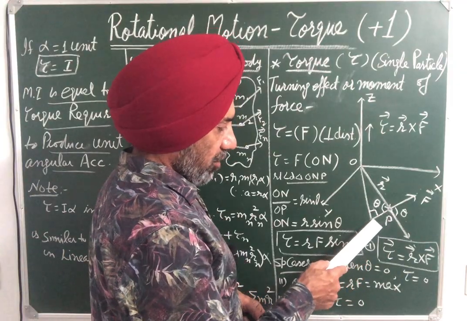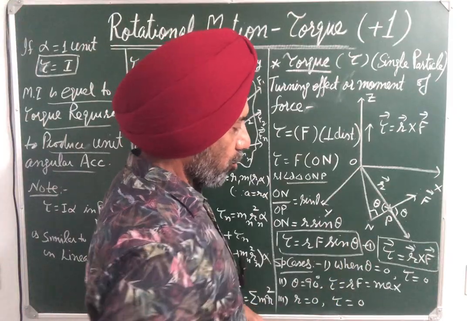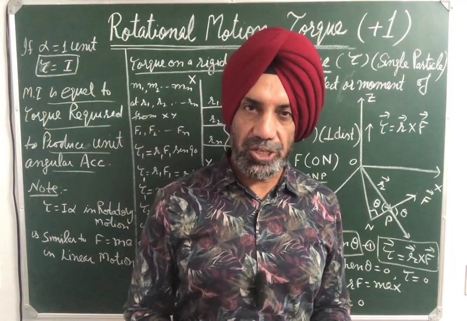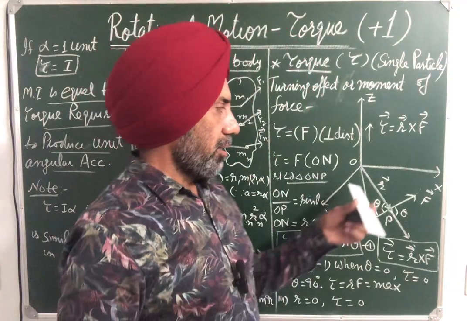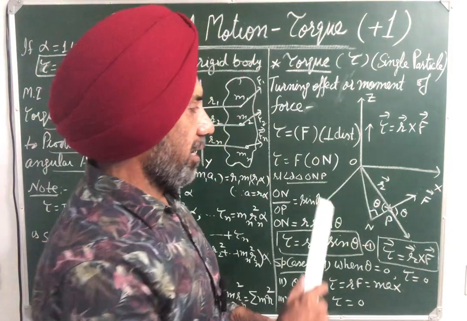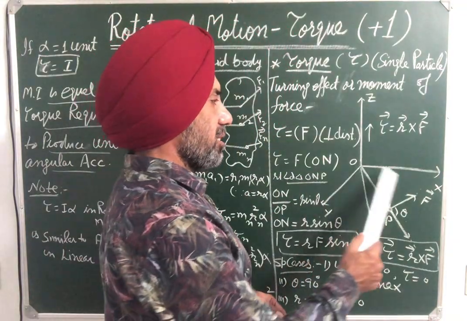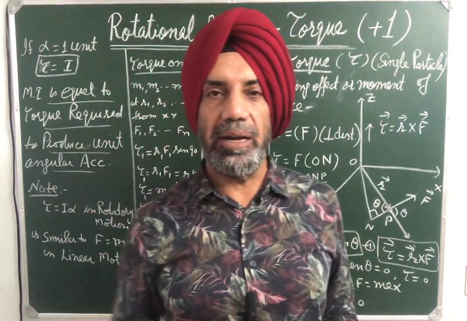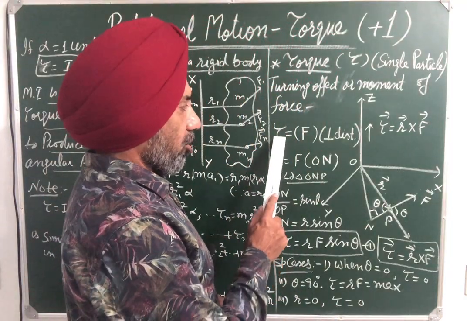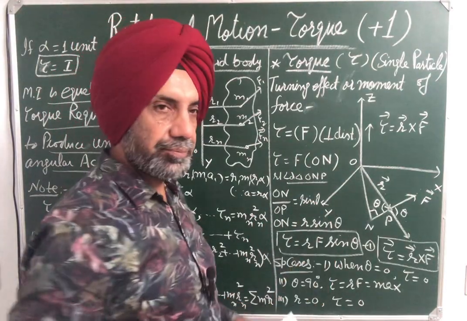Then produce the line of action of force in the backward direction. Draw a perpendicular ON from the origin O. Then ON is the perpendicular distance of the line of action of force from the axis of rotation, because the xy plane is the plane in which the particle lies and the z axis is the axis of rotation. The x, y and z axes are three mutually perpendicular axes, as we already know. Then torque will be equal to F into the perpendicular distance, that is F into ON.